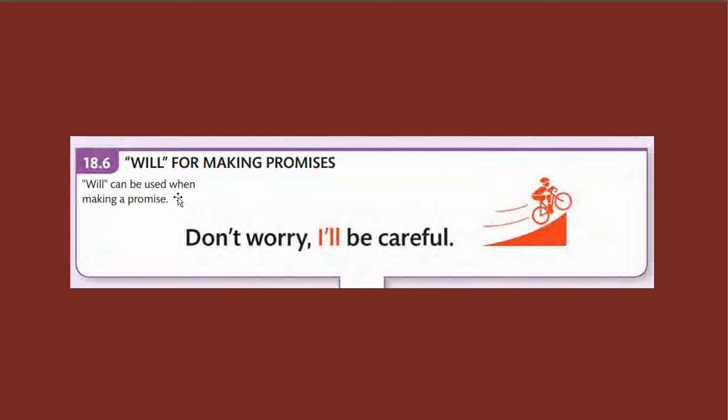Will can be used when making a promise. Don't worry, I'll be careful. Now over here, I'll be careful is a promise. And again, expanded form is expected. I will be careful.